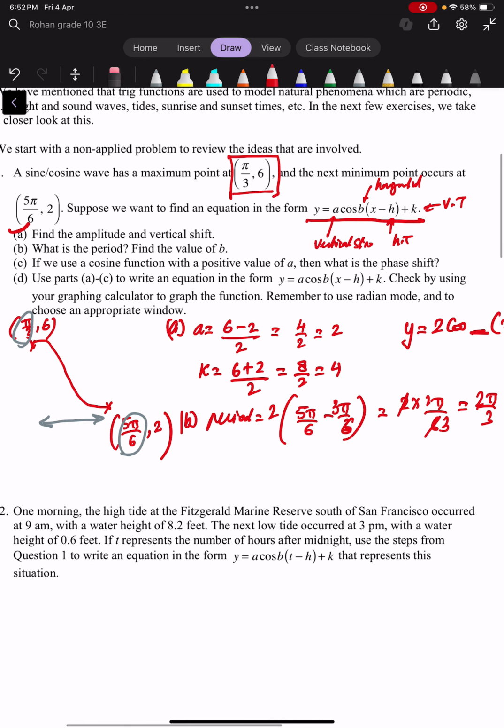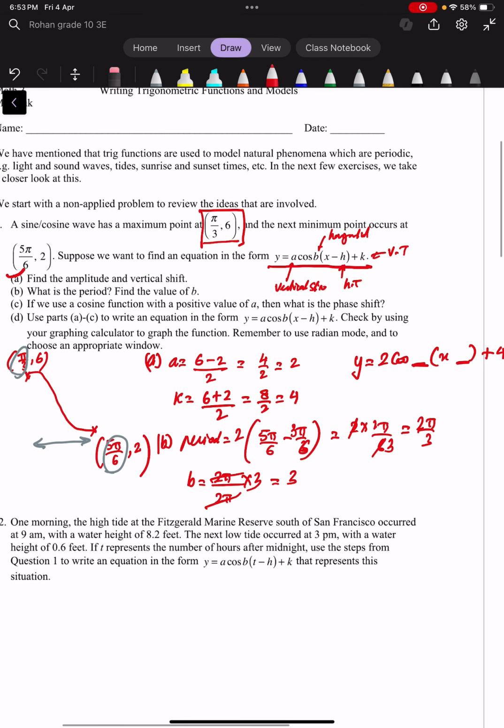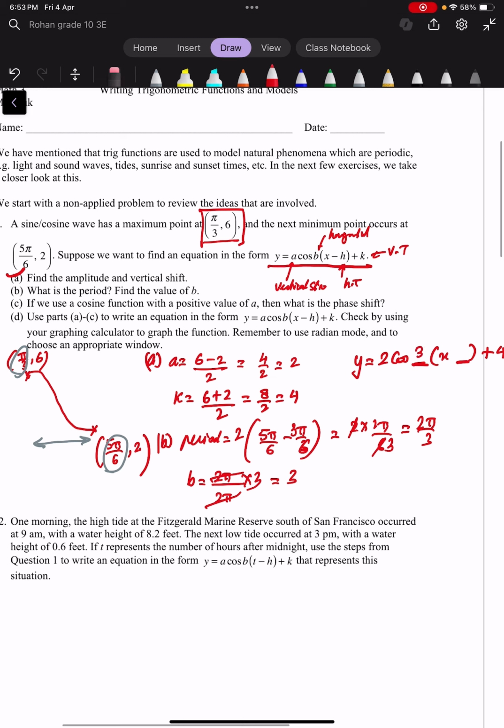The value of B, that's your period, right? 2 pi divided by period. 2 pi divided by 2 pi by 3. So B is 3. Then how do you know your horizontal shift? We'll come to that.